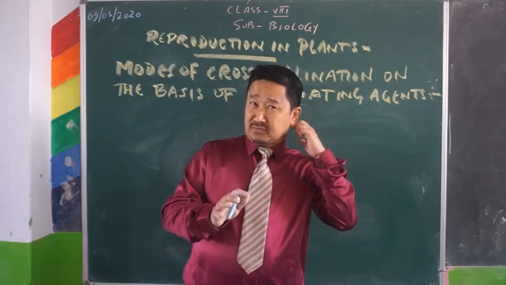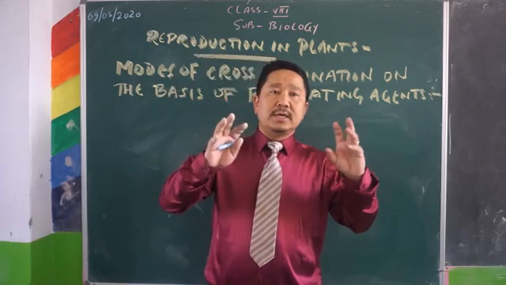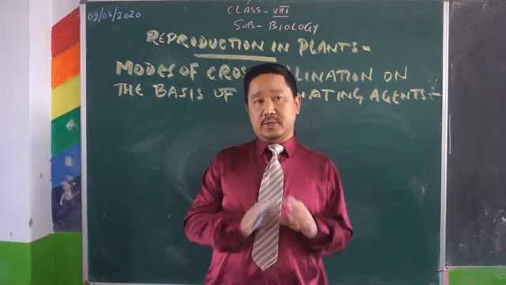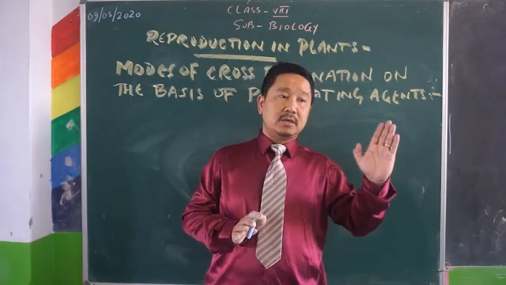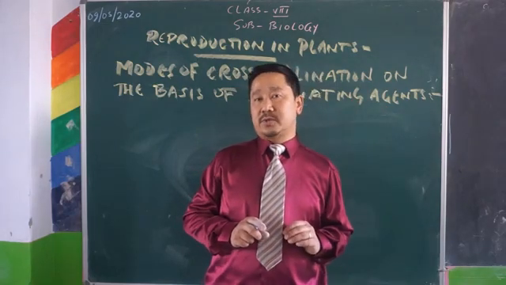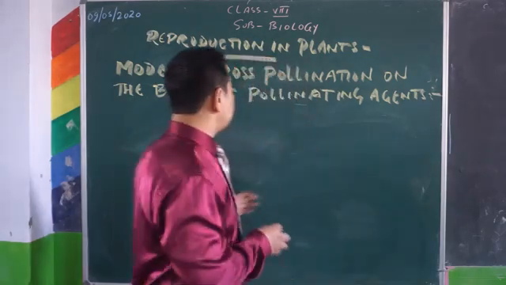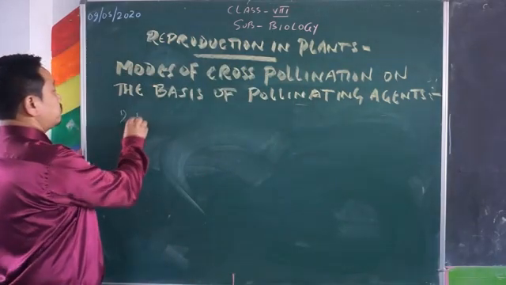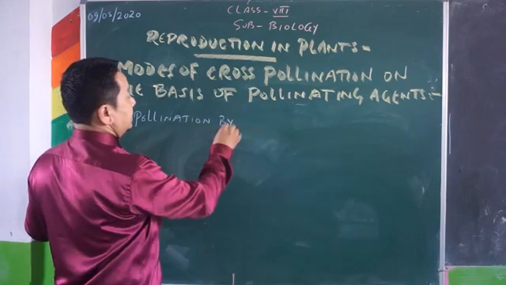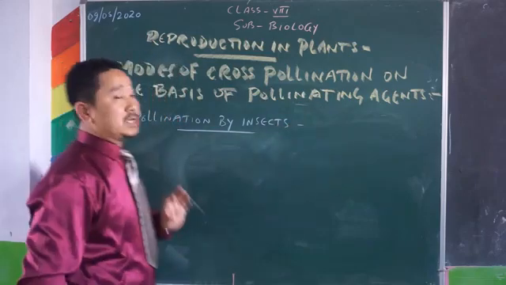Flowers where different agents are there for the transfer of pollen grains have different properties, favoring those agents for the transfer of pollen grains. Okay, so let us now talk about each one of them one by one. First, talk about pollination by insects. That means cross-pollination by insects.